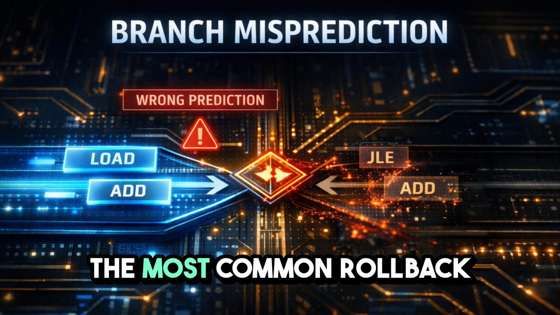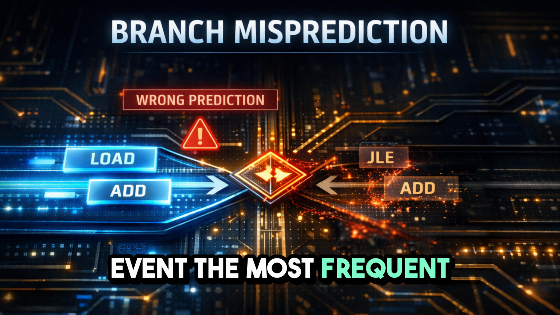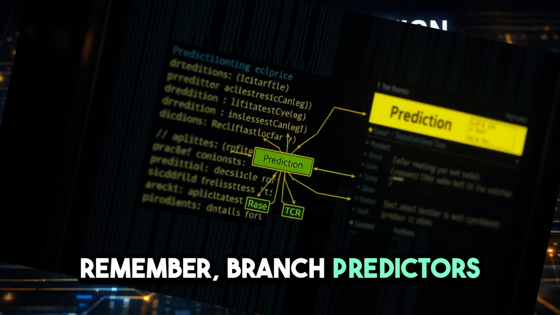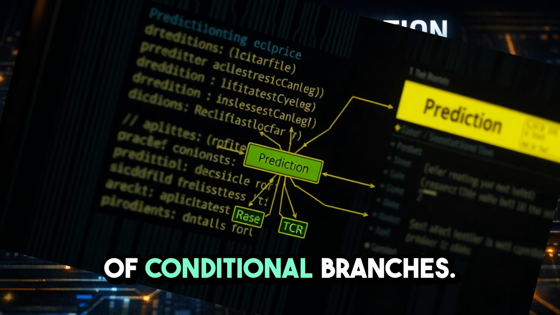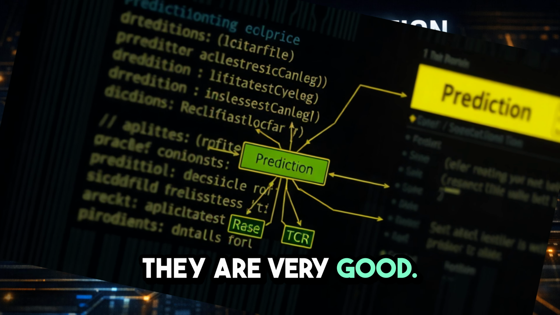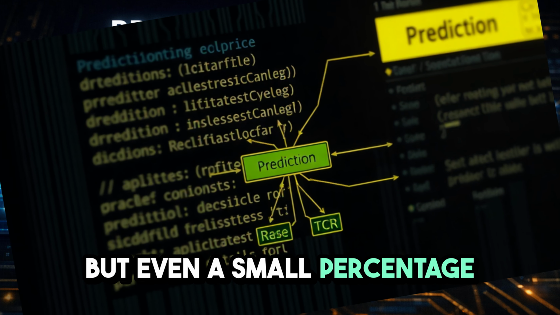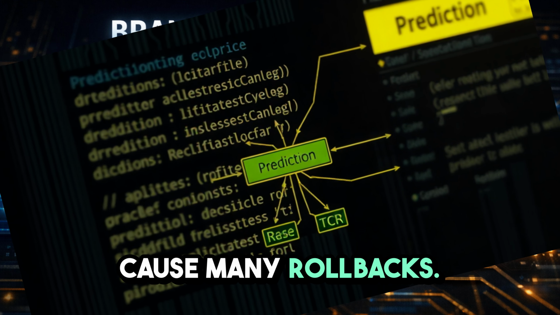Branch misprediction, the most common rollback event. The most frequent reason for rollback is branch misprediction. Remember, branch predictors attempt to guess the outcome of conditional branches. They are very good. Modern predictors exceed 95% accuracy, but even a small percentage of mistakes can cause many rollbacks.